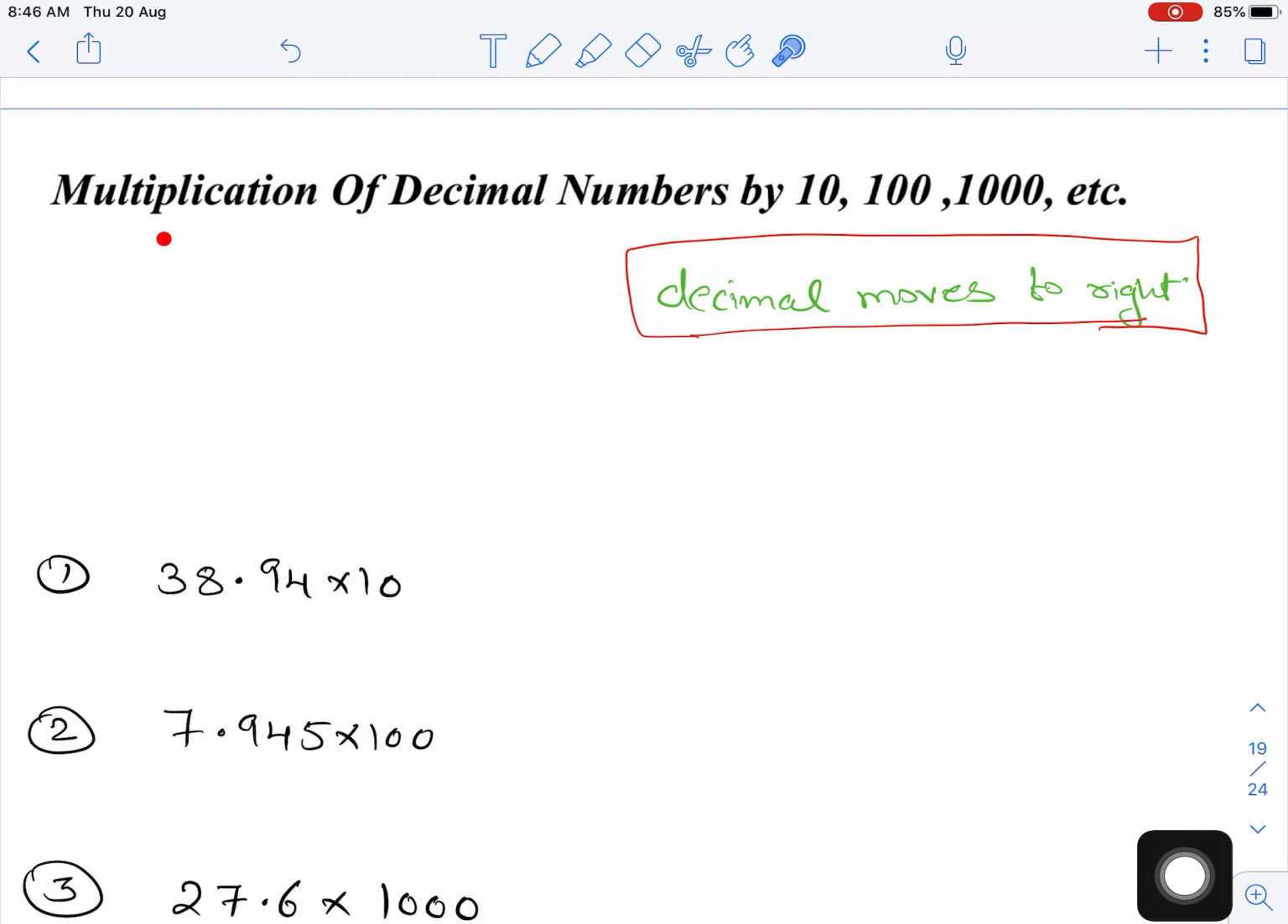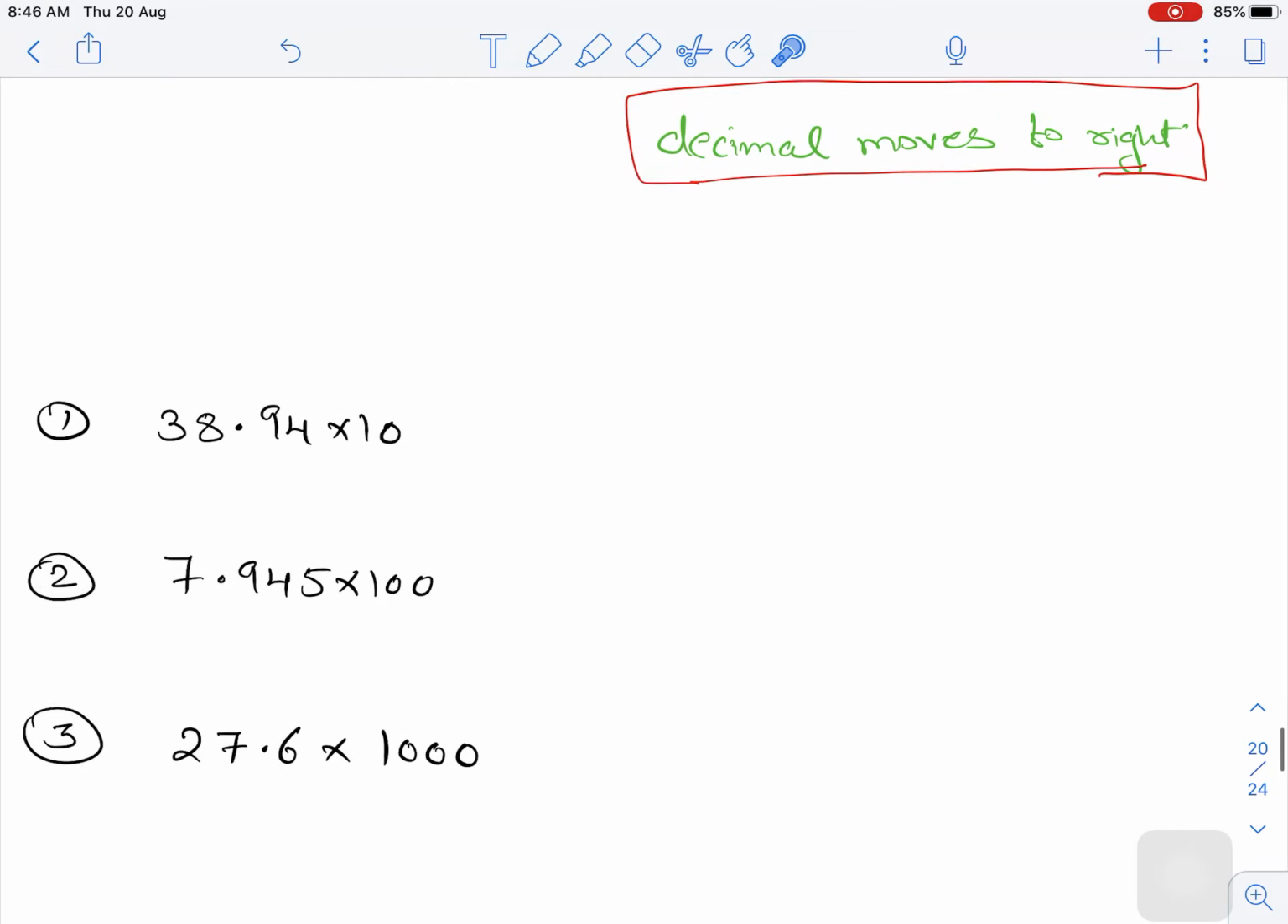Now here it is given that multiplication of decimal numbers by 10, 100, 1000 and so on. Now you have to remember only one rule, that whenever we are multiplying a decimal number by 10, 100 or 1000, the decimal moves to the right. Now how many digits? That depends on the number of zeros.